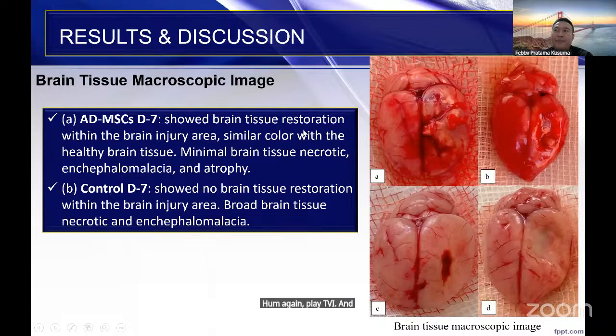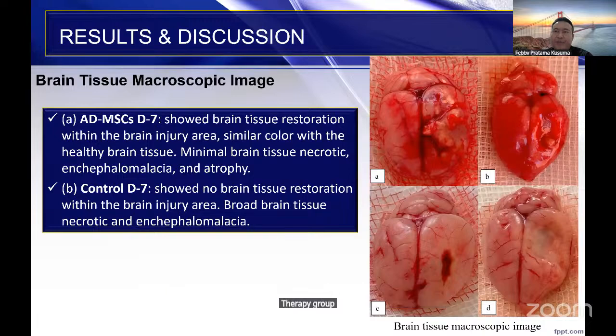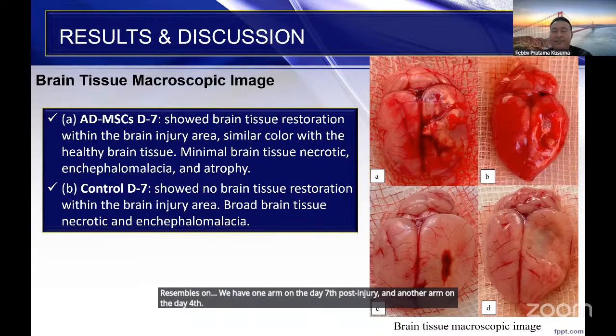And we followed the protocol. We provoked the control group to TBI and injected intracortical normal saline, and the therapy group we also provoked to TBI and injected intracortical stem cells. Then before we terminated, we did the Barnes maze evaluation to get the cognitive function. After that, we terminated every sample, with one arm on day 7 post-injury and another arm on day 14 post-injury.